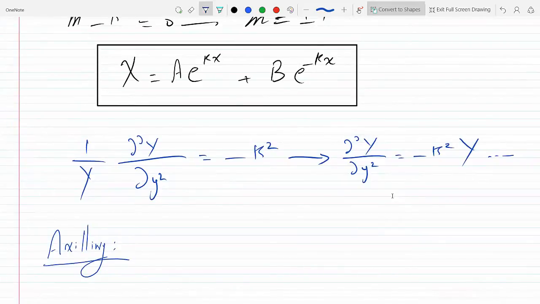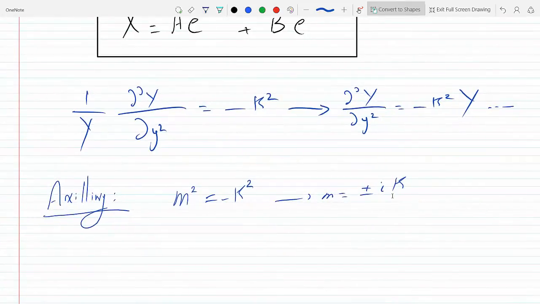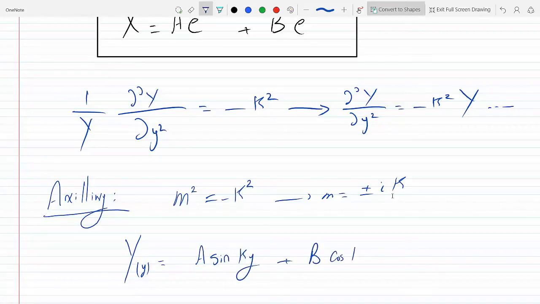This one will get you complex roots. When you do your auxiliary equation, you will get m squared equals minus k squared, and you will get m equals plus or minus ik. And if you use Euler, you will get sines and cosines. So y will turn out to be a sine ky plus b cosine ky.